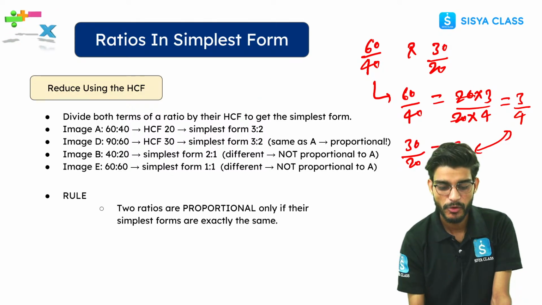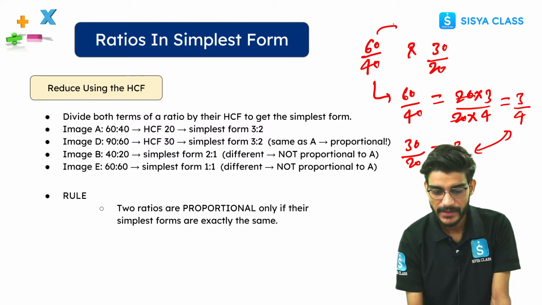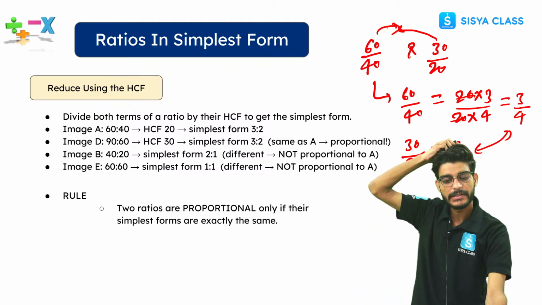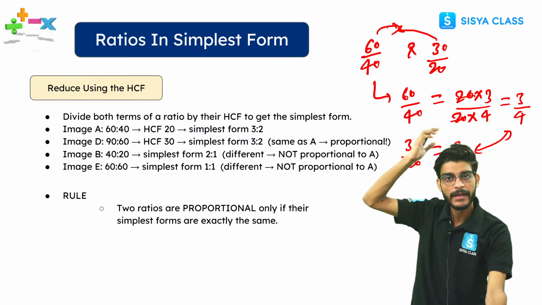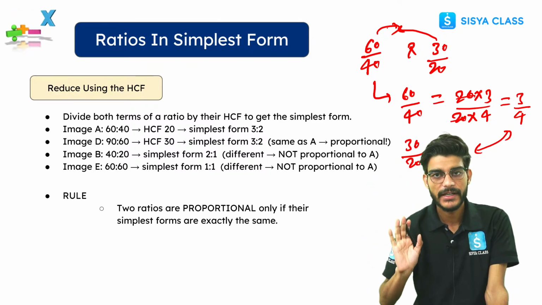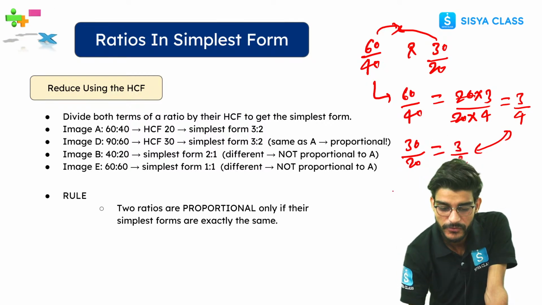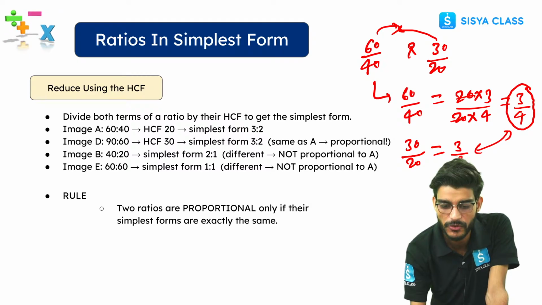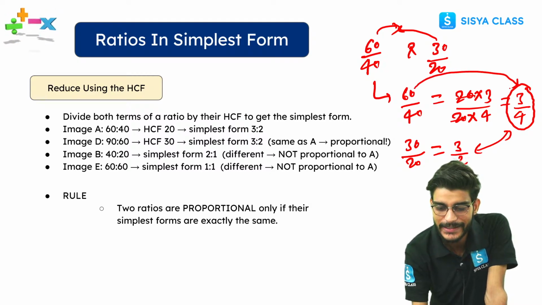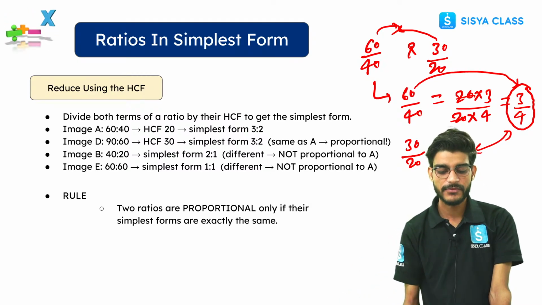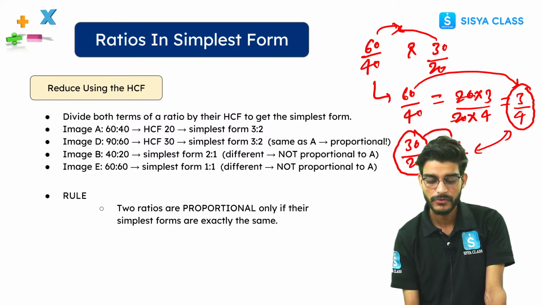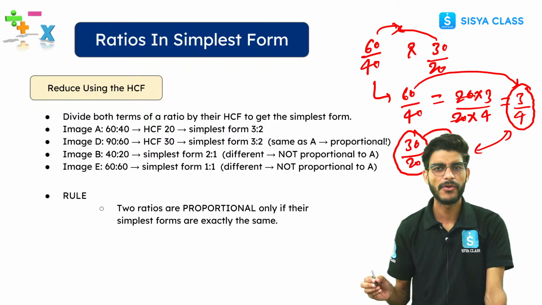So these two do not represent the same ratio, right? 60 upon 40 and 30 upon 20 are not equivalent forms. You have learnt about equivalent fractions, right? All of you. So 60 upon 40 you can write as 3 upon 4. This is the simplest form I am talking about. For 60 upon 40, 3 by 4 is obviously the simplest form. And for 30 upon 20, 3 upon 2 is the simplest form.